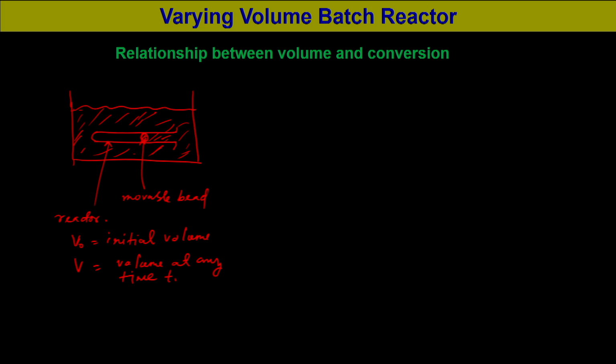So, if we consider the volume and conversion relation is linear, we can write for this case V at any time, the volume would be related to V naught into 1 plus epsilon A into x A, or from here we can write x A is equal to V minus V naught divided by V naught into epsilon A. Now, if we differentiate this, we can get dx A is equal to dV divided by V naught into epsilon A.